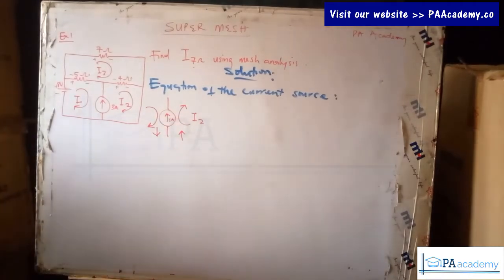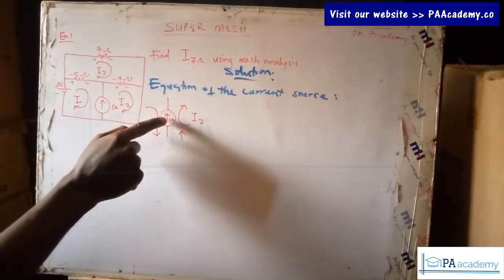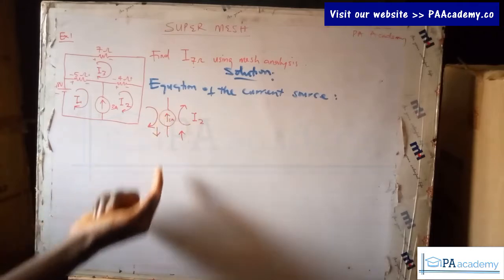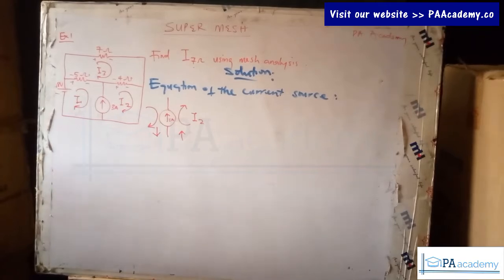And from what I said, if you have to write the equation of the current source when we are dealing with a super mesh, what do you do? You look at the one that is in the same direction with the current source itself. You can see that the 3 amp is going upward and I2 is in the same direction with the 3 amperes. So what would be the equation?